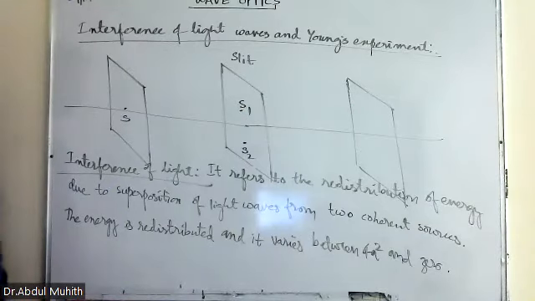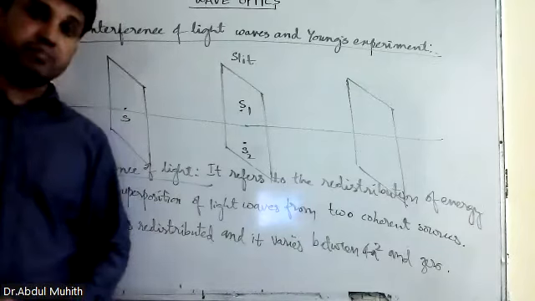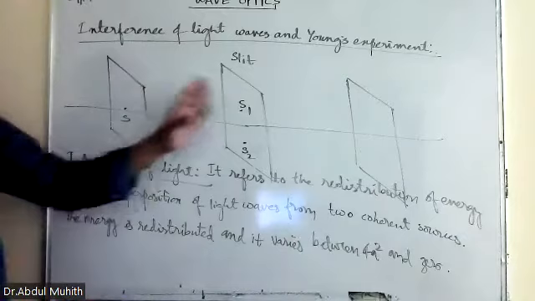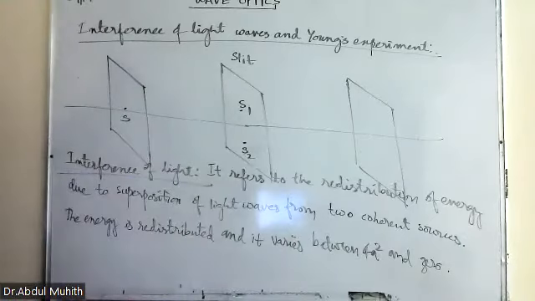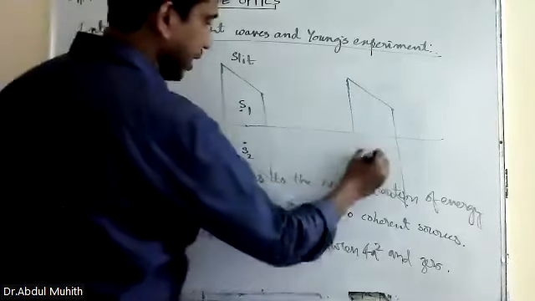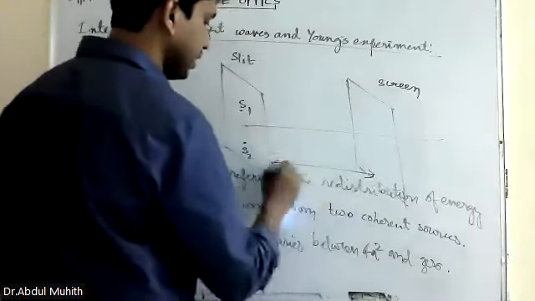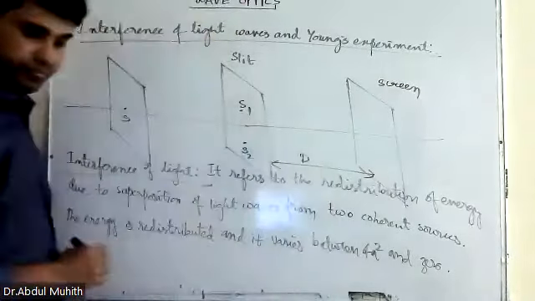Thomas Young, in 1801, practically explained and proved the interference of light. This is the source, and S1, S2 are the double slits, and this is the screen. The distance between slit and screen is capital D. And this is the YZ plane.